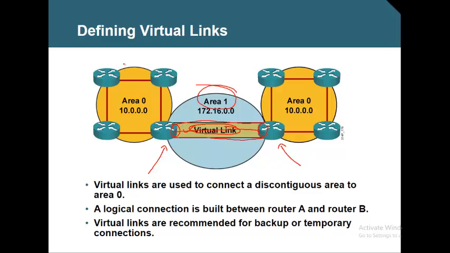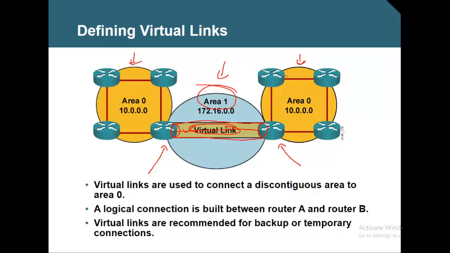You see, this is area 0, this is another area 0, and you got one area. The complete area is virtualized as a link. Why? Because I want to merge area 0. I don't want area 0 here some and there some. Then it cannot be an autonomous system. What is an autonomous system? There should be one backbone area, then only it can be one autonomous system.